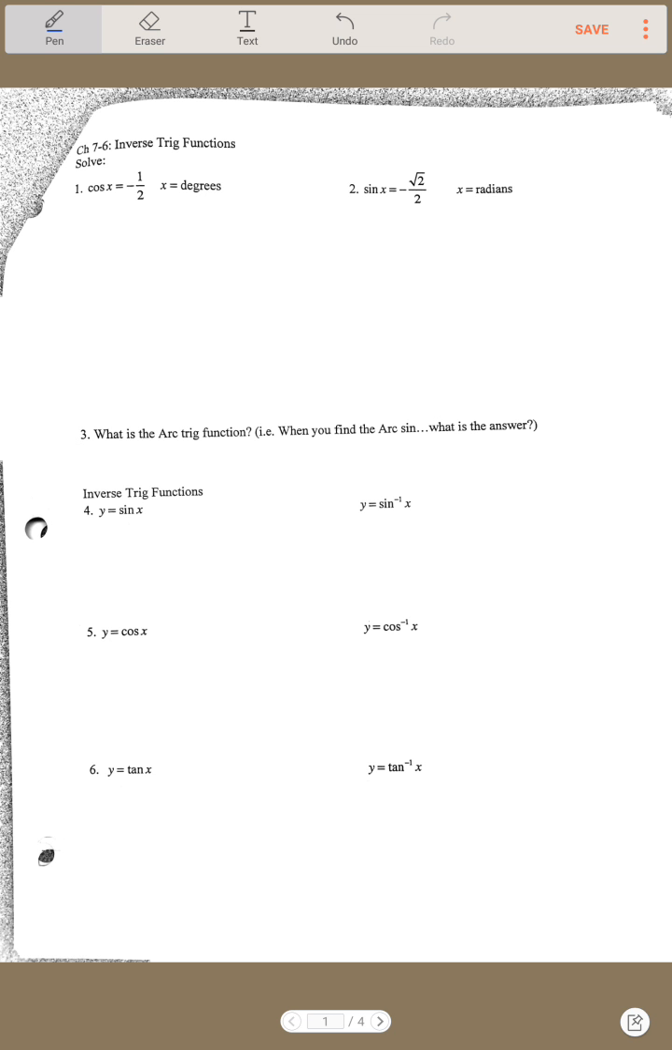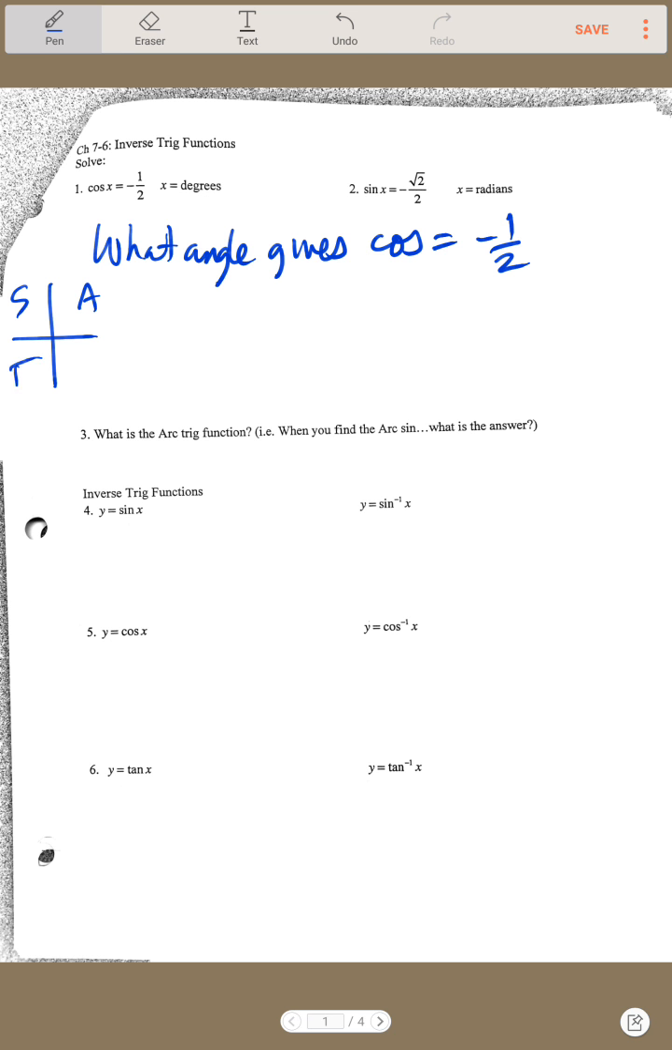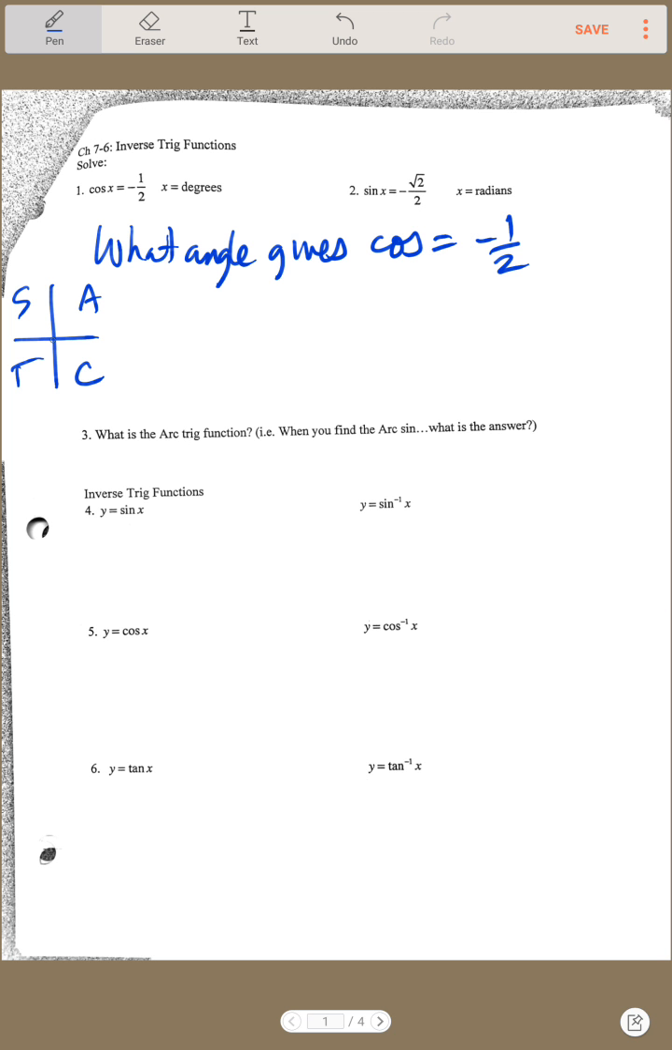Let's take a look at the first example here, where we see cosine of x equals negative half. If we want to find the angle in degrees, keep in mind that this is basically asking the question, what angle gives cosine equal to negative half? So the idea here is, if we think about it in terms of our four quadrants, we know that cosine is going to be negative in quadrants 2 and 3.